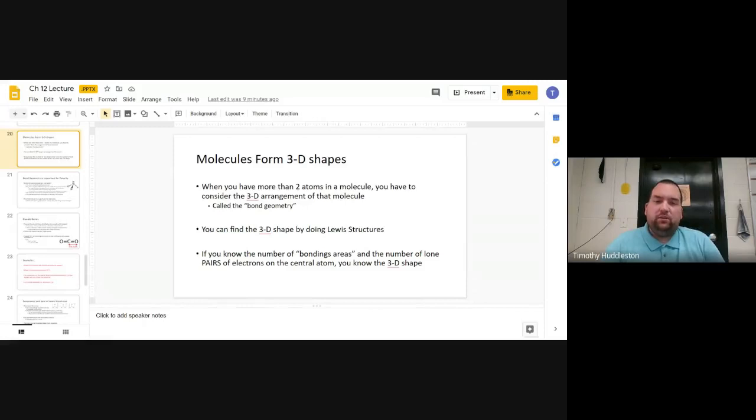Okay, so molecules are going to form 3D shapes. When you have more than 2 atoms in a molecule, you have to consider the 3D arrangement of that molecule. It's called the bond geometry. You can find those 3D shapes by doing the Lewis structures. If you know the number of bonding areas and the number of lone pairs of electrons on the central atom, you know the 3D shape. Notice I said bonding areas and not number of bonds, because a double bond is the exact same as a single bond. I want to repeat that. A double bond behaves the exact same way in terms of bond geometry as a single bond does.